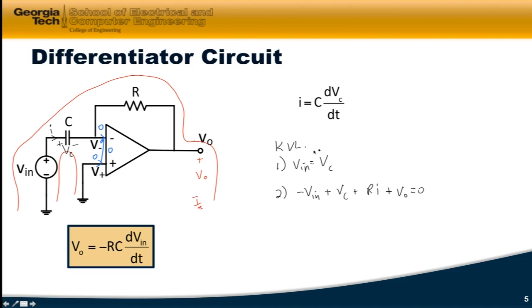Now this first equation still holds. In other words, these are equal, which means that this cancels out, and what I'm left with is V0 is equal to minus R times I. Well, I is up here, C dVc/dt, and V sub C is equal to Vn. So that's where we get this equation right here. This is the equation that governs the differentiator circuit.